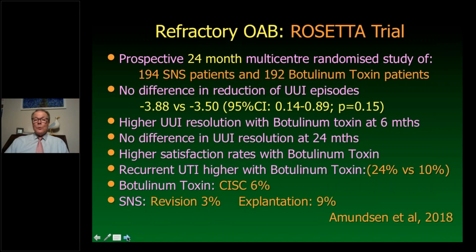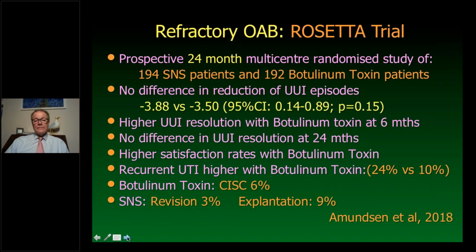So this is the 24-month follow-up of the ROSETTA trial. And overall, at 24 months, there was no difference between the two treatments in reduction of urgency and continence episodes. At 6 months, botulinum toxin had been shown to be more efficacious, although this difference was lost by 24 months. Interestingly, however, there were still high satisfaction rates with botulinum toxin, although, as you may expect, a higher rate of urinary tract infection and self-catheterization in the botulinum toxin arm as compared to the neuromodulation arm.